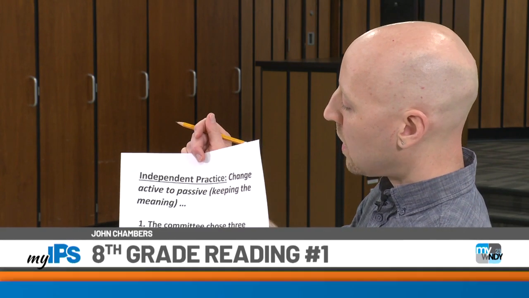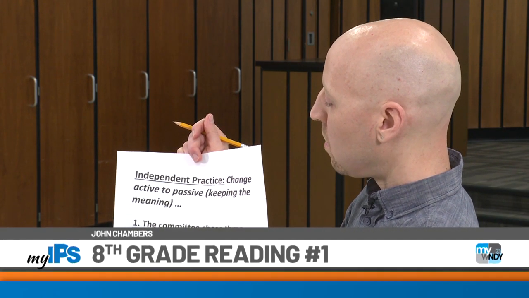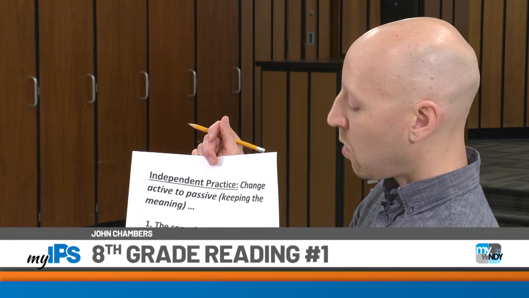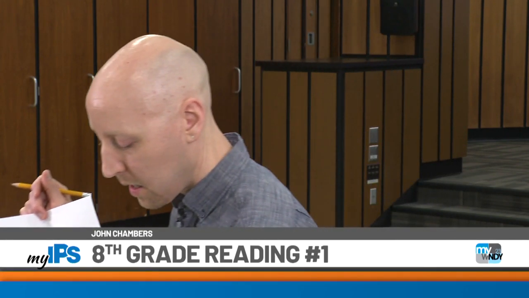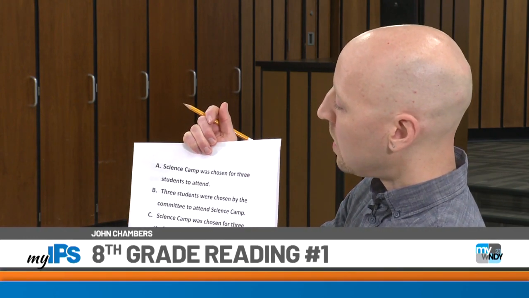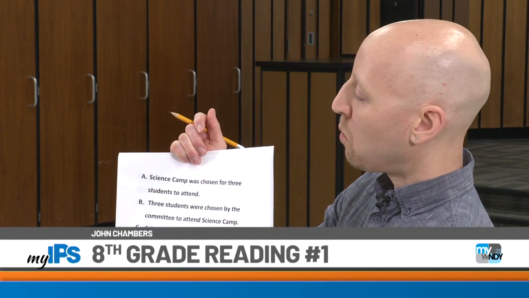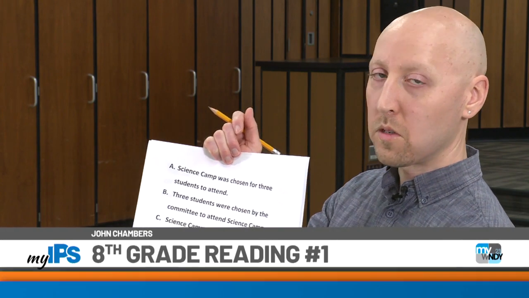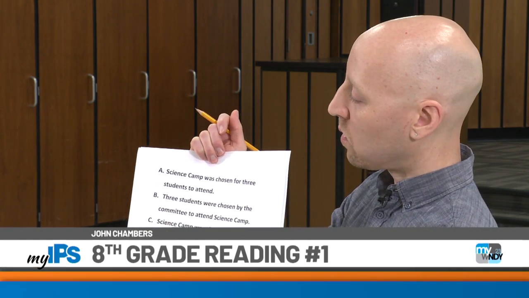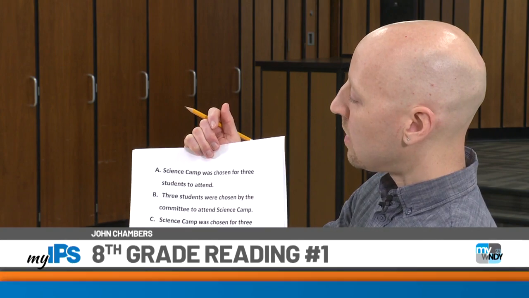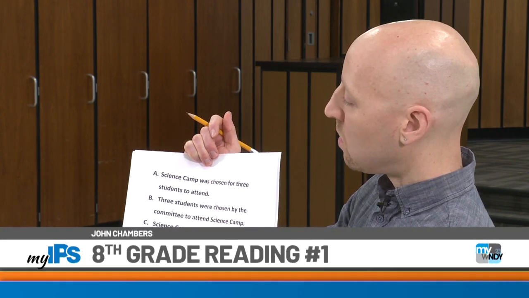So number 1, the committee chose 3 students to attend science camp. Okay, so we're going to reference that as we look at these answers. So here are the 4 answers, A, B, C, and D. And it's sort of a fun way to go about this to eliminate answers as we know they're not correct, and then we're left with the right one. So A, science camp was chosen for 3 students to attend.